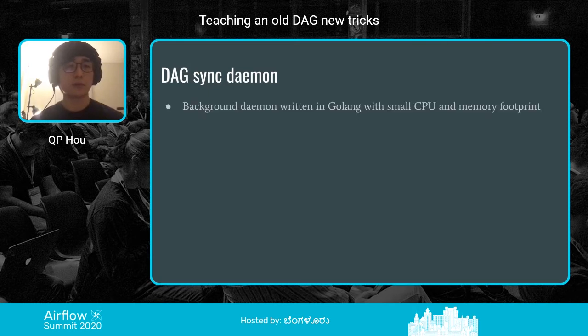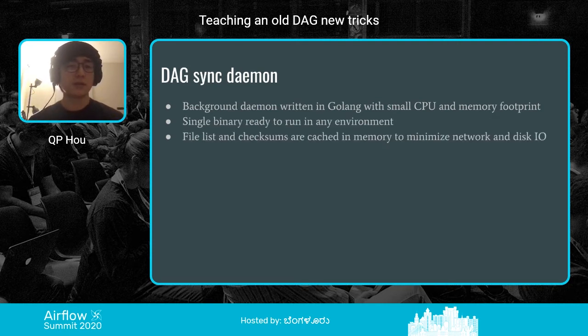We built a DAG sync daemon in Golang. The goal is to make sure that CPU and memory usage are as low as possible, because this is a daemon that runs alongside the actual Airflow components, so we want minimal impact on the actual Airflow code. It's a single binary, so it's really easy to deploy. It keeps the list of DAG files and checksums in memory to minimize network and disk I/O. So if there's no change in the DAG repo, you should see almost zero I/O from this daemon.